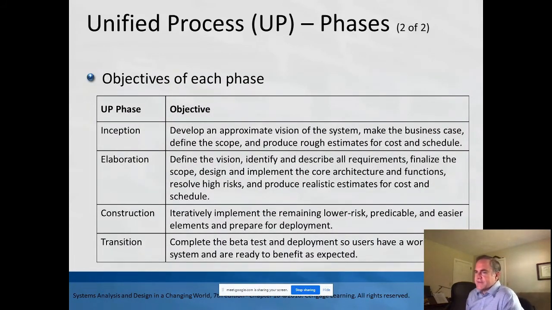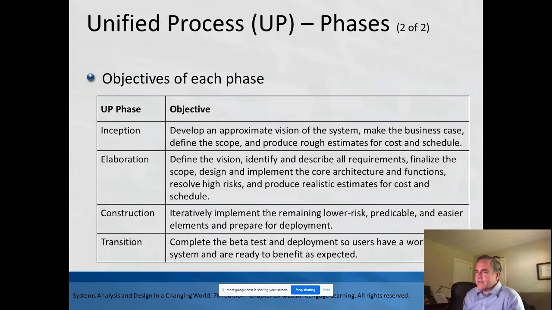So the objectives for each of these four phases, a lot of this should look familiar to you guys. So with inception, vision, you guys might recall doing a vision, making a business case, defining the scope, estimates for cost and schedule. You see a lot of planning stuff in there, right?